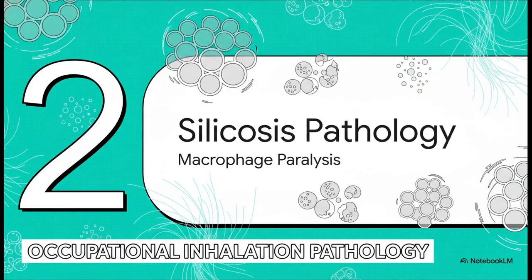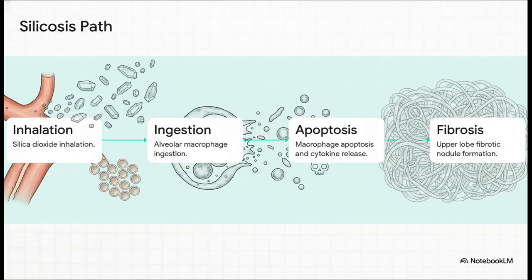Transitioning to our final module, silicosis and macrophage paralysis. We're focusing on the pneumoconioses, specifically the structural and functional immune disruption caused by silicosis. This absolutely requires an intimate understanding of occupational inhalation pathology. Let's map out this destructive sequence.